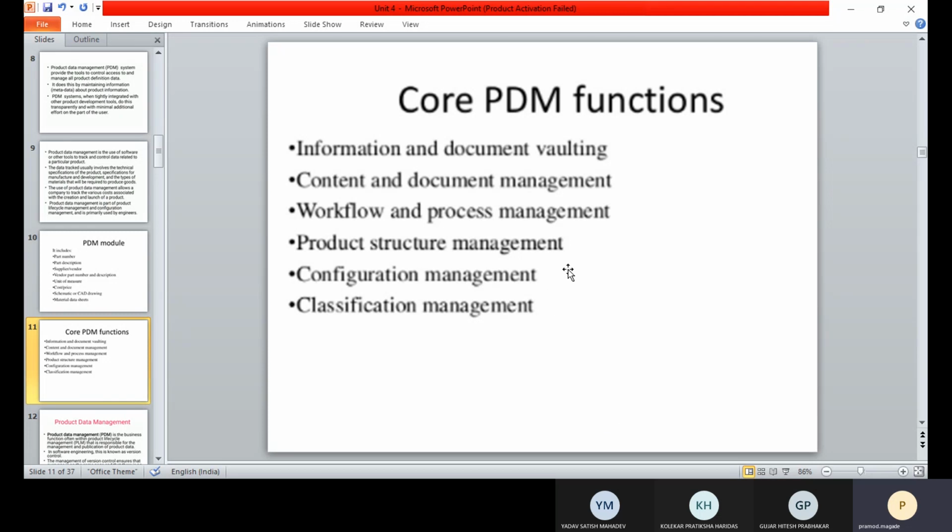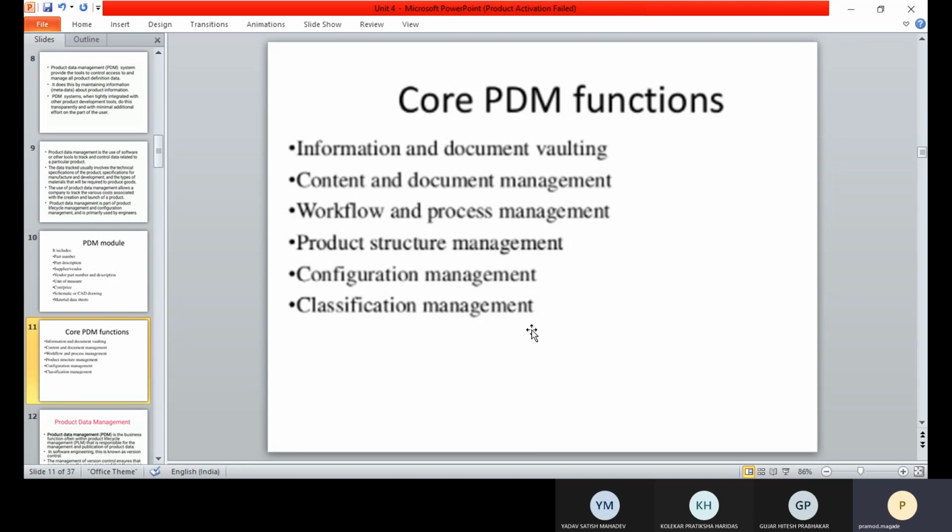Then product structure management is also helpful, because while developing the product we have to decide the structure, and on the basis of the structure we have to define the flow. After that, configuration management. These are actually points related to management, what the hierarchy should be, so that they can define it. Then classification management.